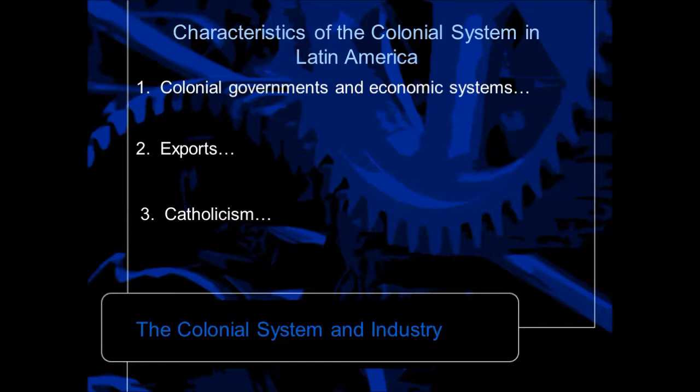The colonial governments and their economic systems are going to suddenly mirror the governments and economic systems of the country that took them over. So if it's the Spanish that took them over, their government and economy is going to be completely flipped to look like it would look as if they were in Spain. And that's going to cause a huge shift in the Latin American countries.